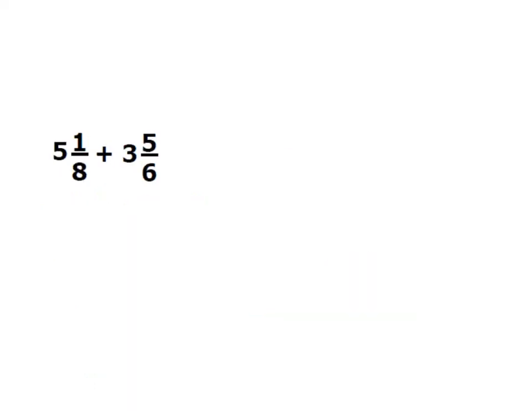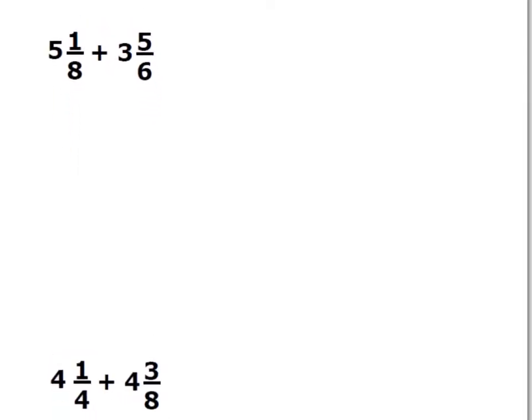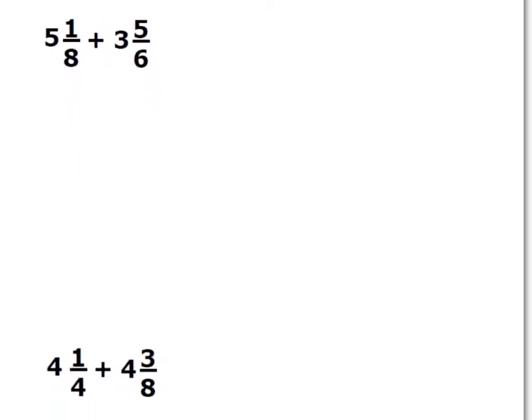On my next page, my next example would be 5 1/8 + 3 5/6. Now recognize here that we don't have common denominators for the fraction parts of the mixed numbers, but that's okay. Let's remember that in this problem the least common denominator is the least common multiple of the two denominators, 6 and 8.